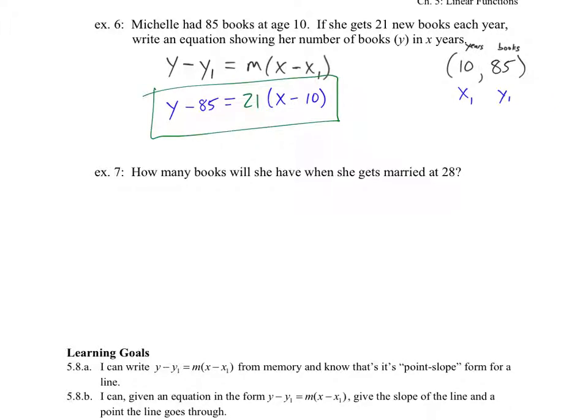This one, we finally don't have to write an equation. We can just do something with it. And this confuses some people, so I figured I better put it in the notes. When she gets married at 28. Well, 28, you have to say, is that years or is that books? Well, she gets married. Hopefully not when she has 28 books. That'd be less than 10. That's just creepy. Okay, moving on.